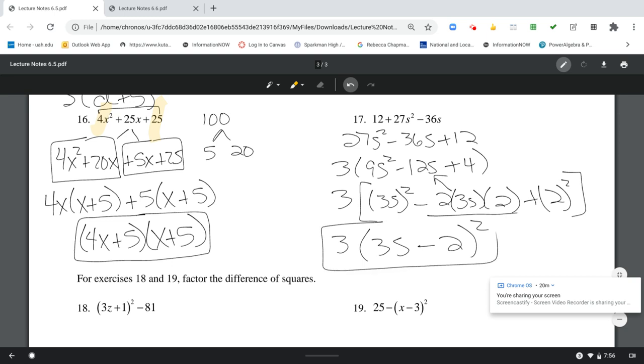Do not forget your GCF at the very beginning. If you have any questions, please make sure you ask. And here again, I apologize for the couple of little mistakes that I made along the way, but they are corrected now.